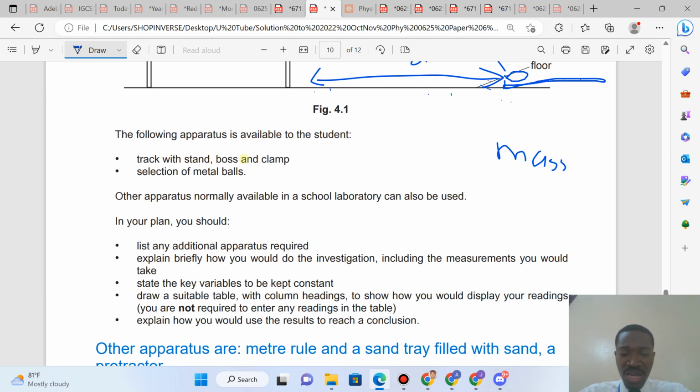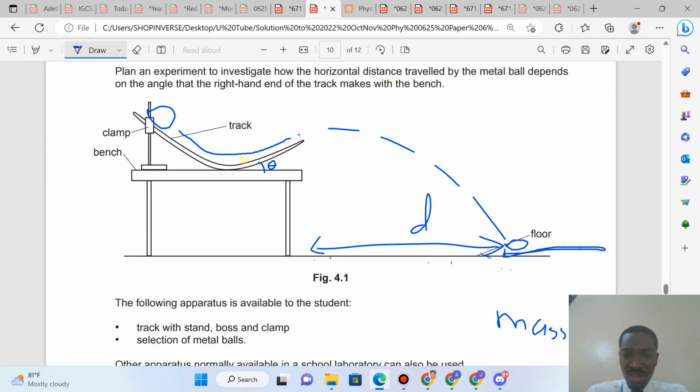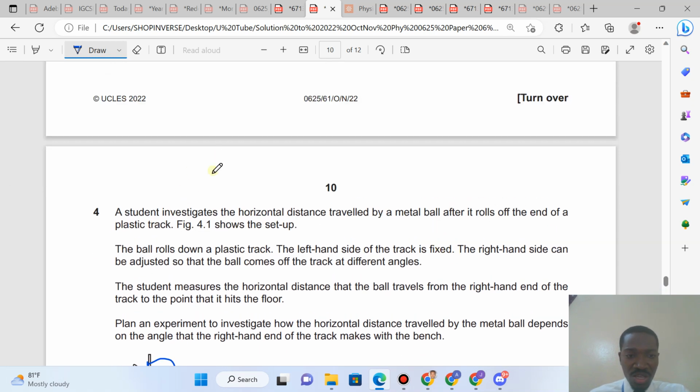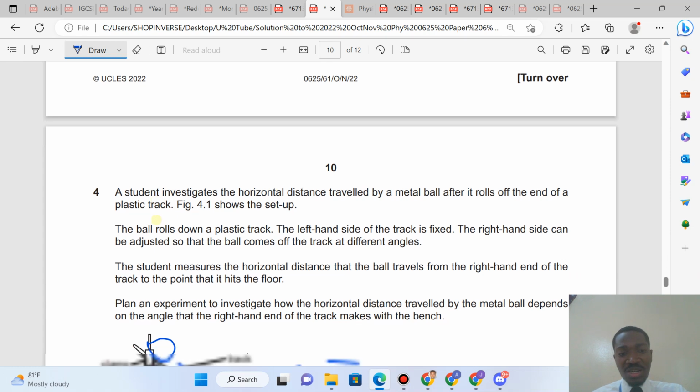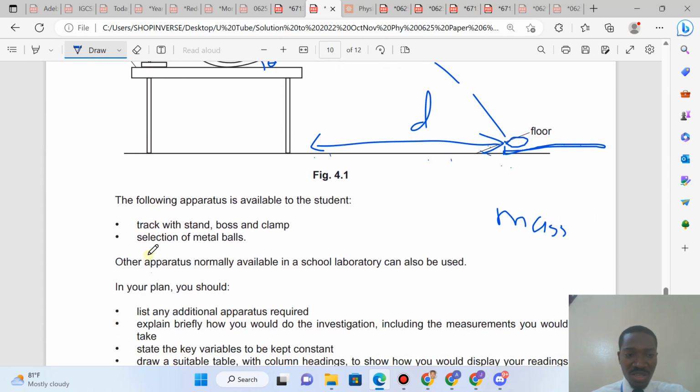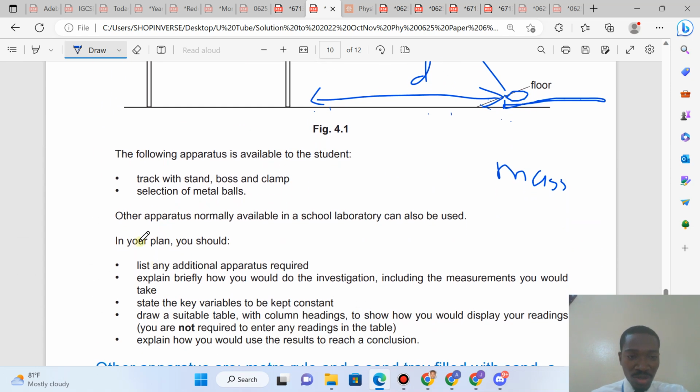The only variables you need are the distance, this distance, and this angle. Those are the only variables you might need, because that's what you want to investigate, the effect of this angle on the distance. From the question, the students investigate the horizontal distance traveled by a metal ball after it rolls off the end of a plastic track. So that is what you want to investigate. Good. Other apparatus normally available in a school laboratory can also be used.